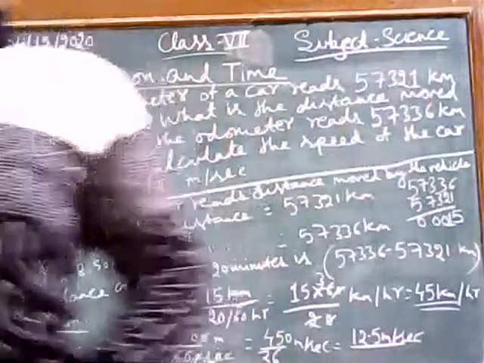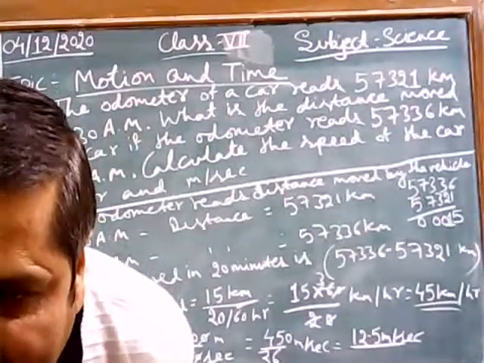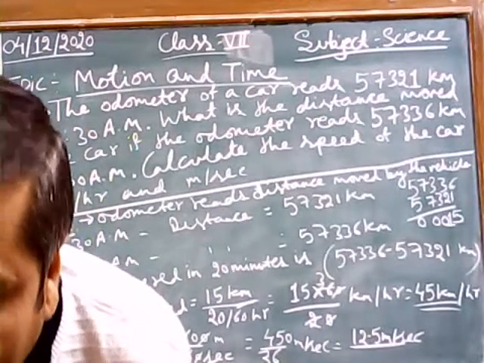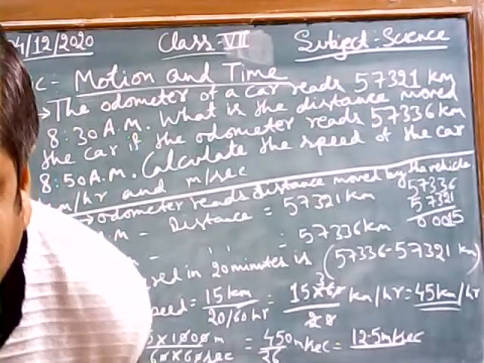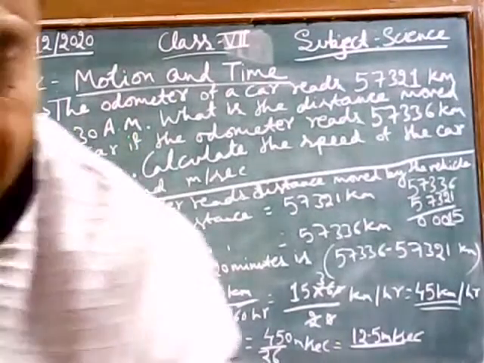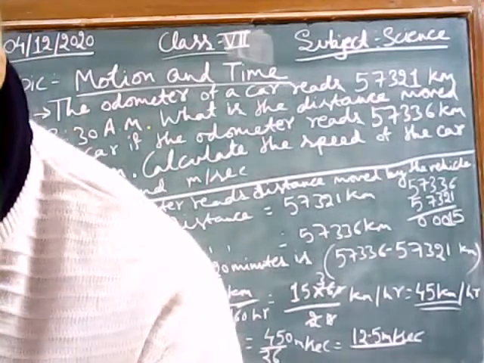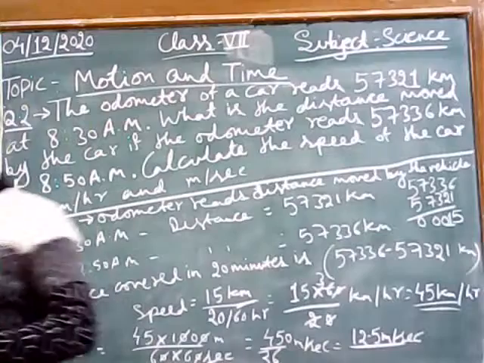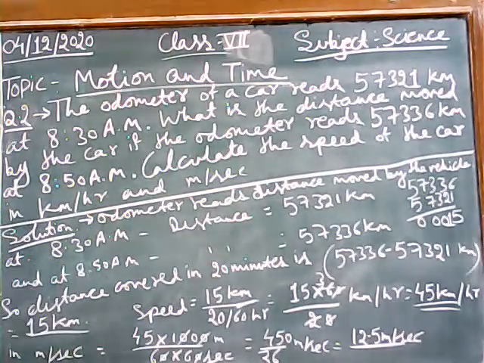Rajab Khan, you are not writing proper units. 12.5 what? 12.5 kilogram, 12.5 milligram, what is it? 12.5 meter per second. You should write like this. Yes, Rajab Khan, you should use proper units. Okay, note down.